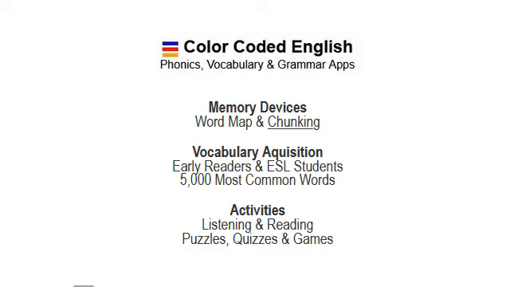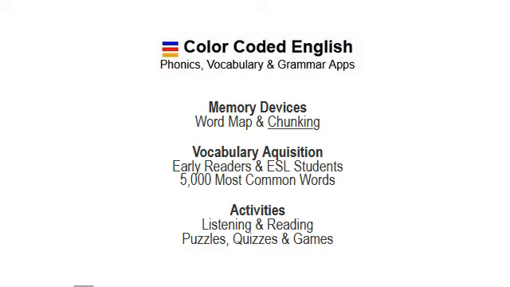However, the main memory device for acquiring vocabulary is chunking words together in their most common phrases. The importance of acquiring a core vocabulary of the most common words is critical for early readers and ESL students. Oral English is simpler than written English and does not use nearly as many different words. After acquiring 5,000 words, students can typically learn additional words on their own from dictionaries. However, if they fail to master these words in the first years of school, they tend to lose interest in reading or learning English as a second language.